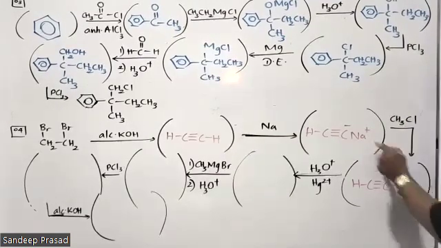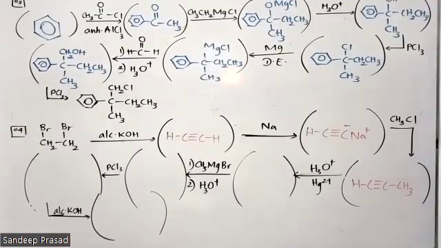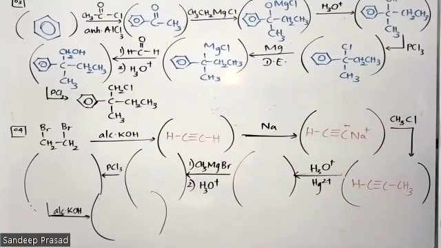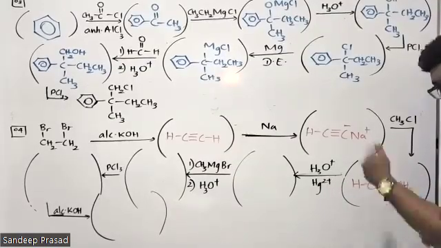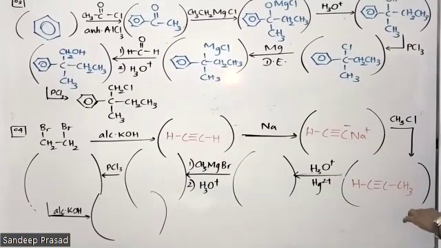Right? Very easy. What will happen? Sodium plus is eliminated with the chloride anion, and CH3 is coming here. So when we add H3O plus in the presence of mercuric cation, what will happen? Now, this is addition of water to the alkynes, so we can follow the Markovnikov rule.